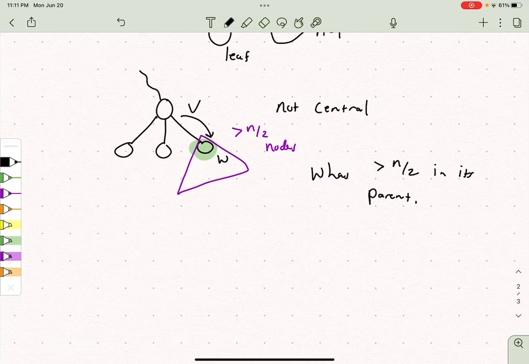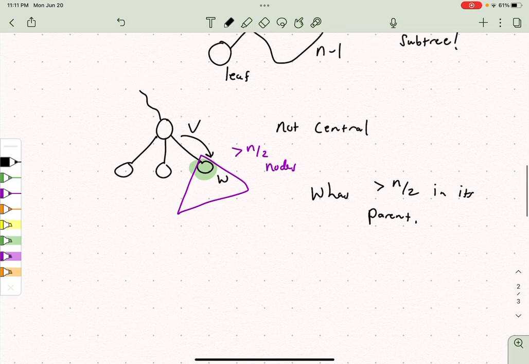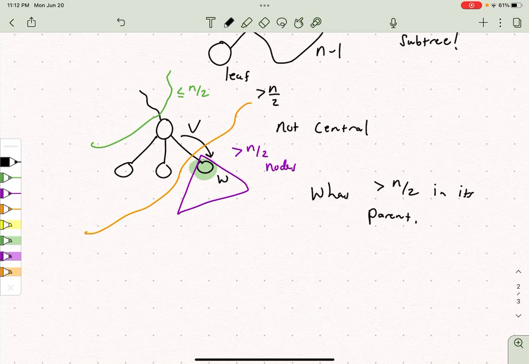So if w has that many, something's gone wrong. So in particular, what's the difference between w and v? So we know v has at most n over 2 up here. So we've added all of those above v, and we've added these, and we get n over 2. So this whole thing here is greater than n over 2. But by assumption, this is also greater than n over 2. So we somehow have greater than n over 2 plus n over 2 equals n nodes. So it can't happen.